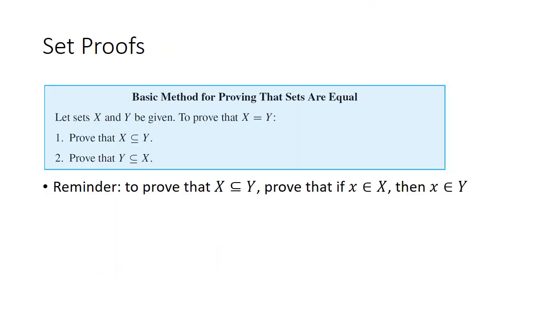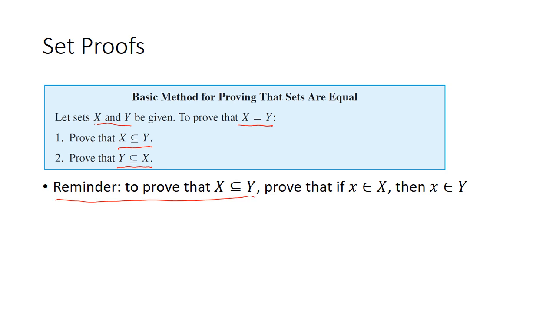Okay, so let's look at some ways to prove that sets are subsets of each other or that they're equal to each other. Let's say that we have two sets X and Y, and we want to prove that X equals Y. There are two steps. First you prove that X is a subset of Y, and then you prove that Y is a subset of X. The only way for two sets to be subsets of each other is if they're equal. That's why this works.